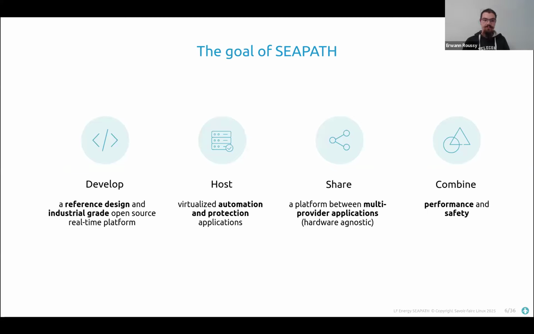So the goal of SEAPATH at first was to develop an open source real-time platform, to run the software needed for the electrical substation world. We needed a real-time platform, and we wanted to make it open source. This platform should also be industrial grade, so able to run industrial-ready products and industrial-ready software. And we also wanted to develop a reference design, in the same idea as open source, so we can have many people around the table thinking about a reference design.